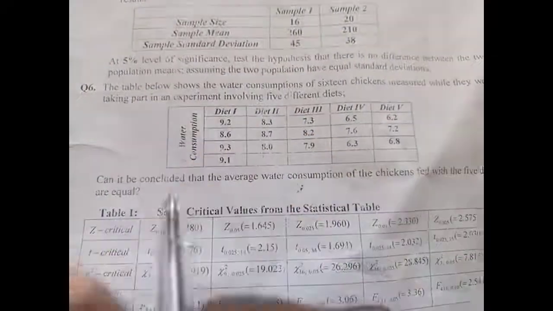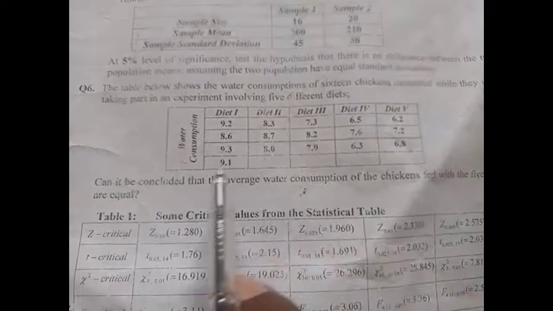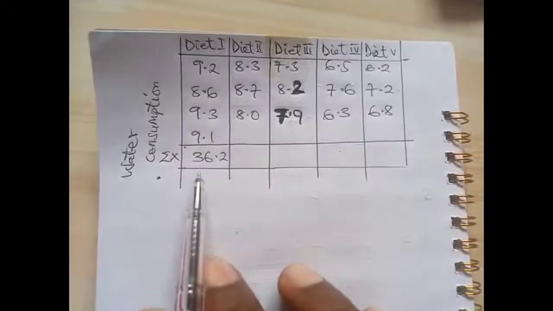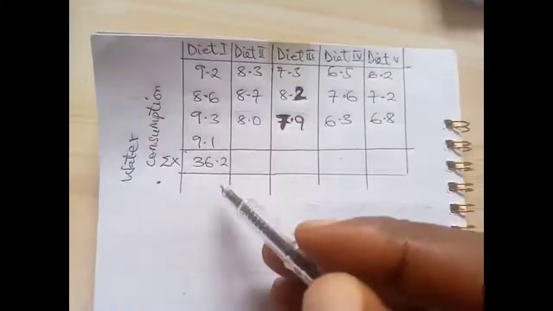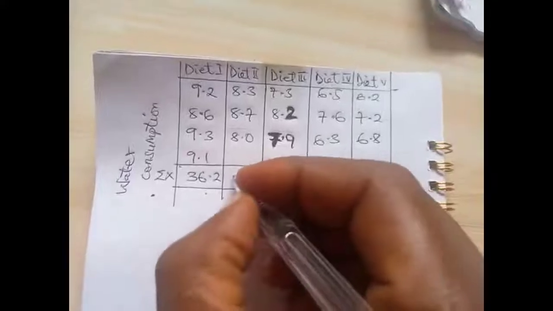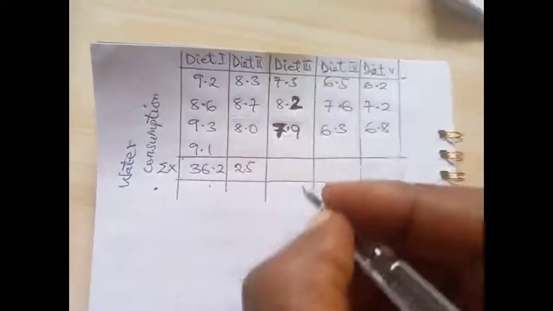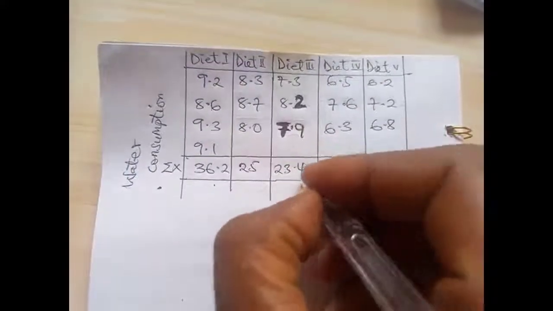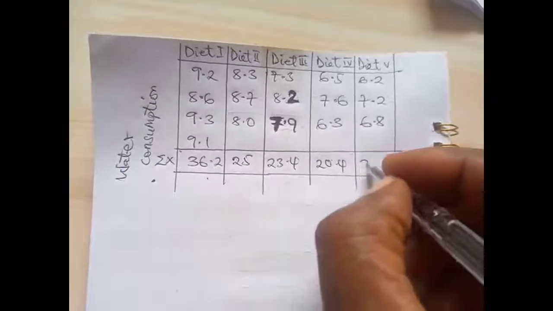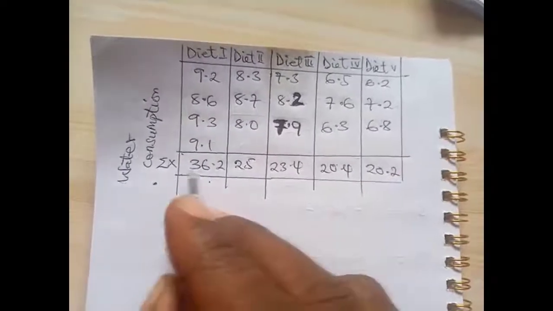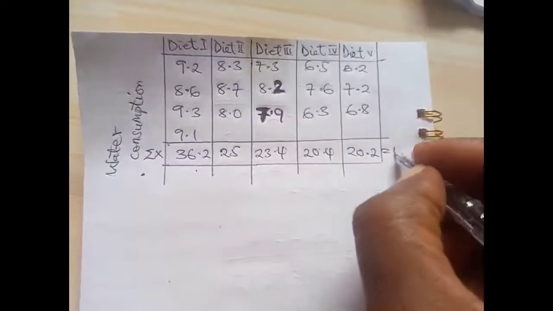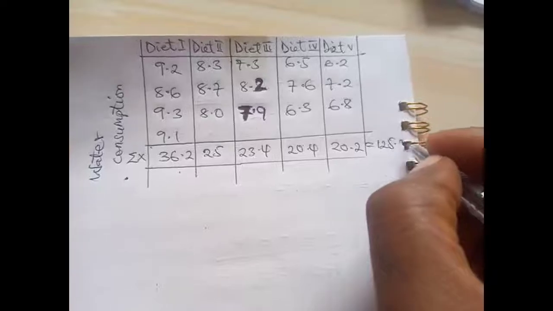So the first thing we need to do is to prepare this table again, and having prepared the table, we add them. If we add, this is what we get. We add here, we get 25. We add here, we get 23.4. We add here, we get 20.4. We add here, we get 20.2. If we add all of them, the total will be 125.2.